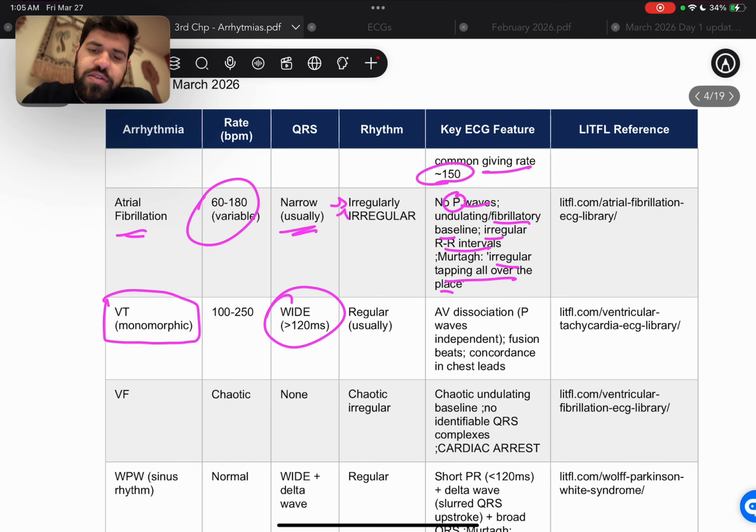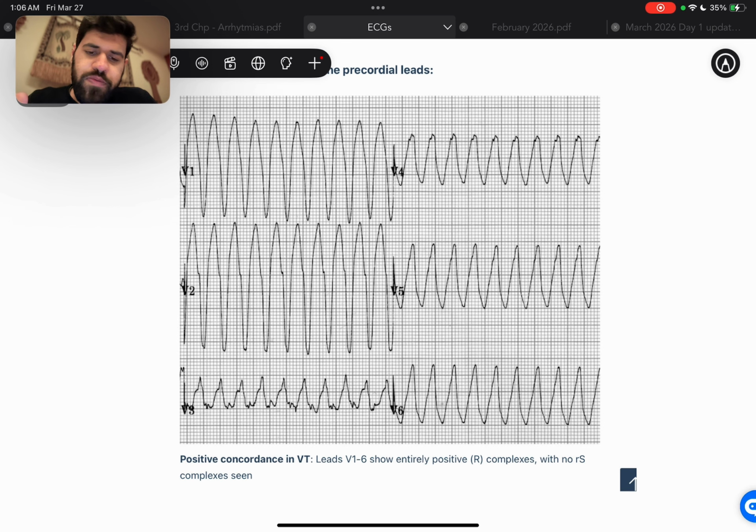QRS surprisingly is wide. All right. Then rhythm is usually regular, and there is AV dissociation. So P waves are independent, and a lot of the beats get fused together, especially in the concordant chest leads, and that's why we can see the wide QRS complexes as well. So there we go. Positive concordance in VT. So lead V1 to V6 shows entirely positive R complexes with no RS complex seen.